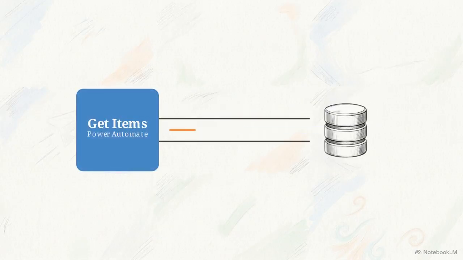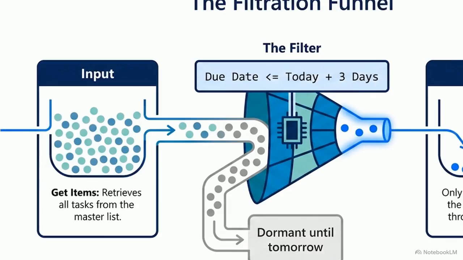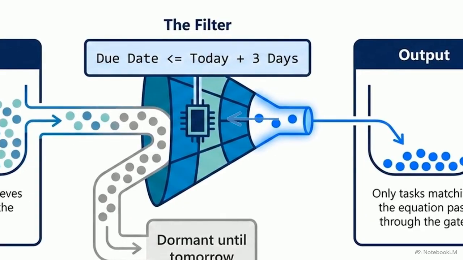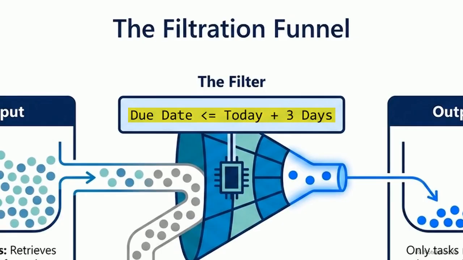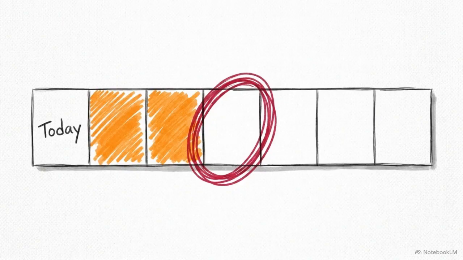Now add the Get Items action. This connects Power Automate directly to your SharePoint database to pull in all current rows. As this filtration funnel shows, that step pulls every record. To isolate what we need, add a filter array action. Set your core logic. The due date must be less than or equal to the 3-day target window. Verify that you have selected the less than or equal to operator from the dropdown. This captures tasks due exactly in 3 days, as well as any that are already overdue.